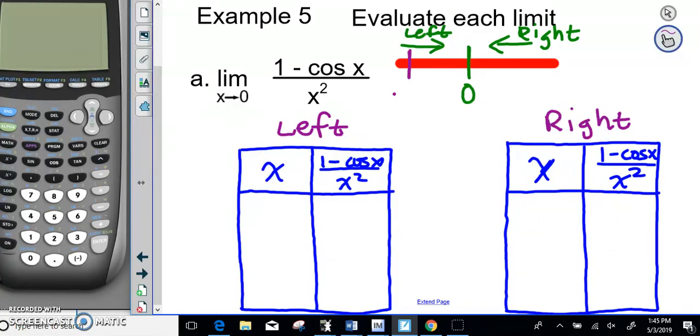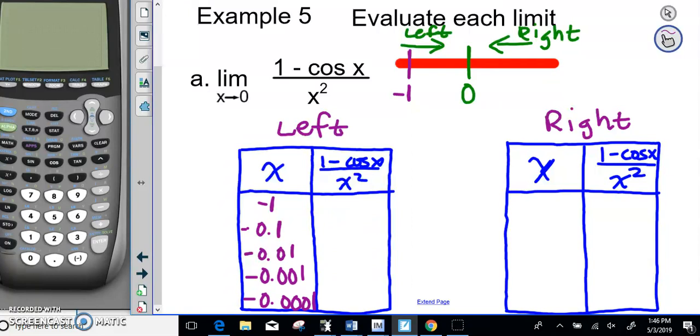So that should make it hopefully a little bit easier to focus on. Here we're going to come from -1 and go towards 0 for the left side. So in our table, we're going to use numbers like -1 to start with, and then we're going to get smaller and smaller until we get as close to 0 as possible. So we're going to do -0.1, then -0.01, then -0.001, then -0.0001.